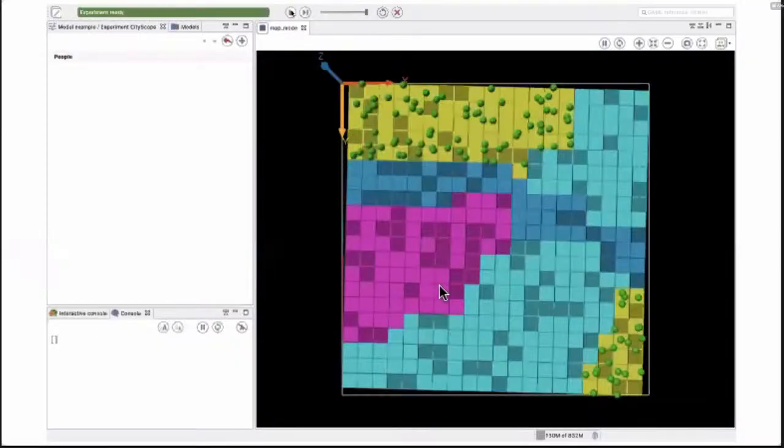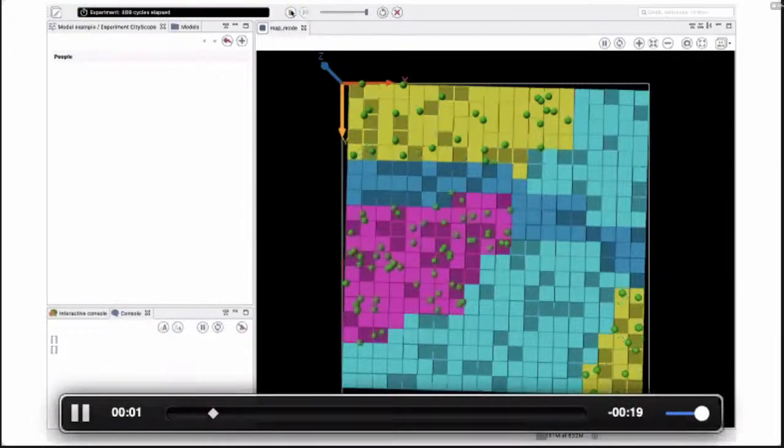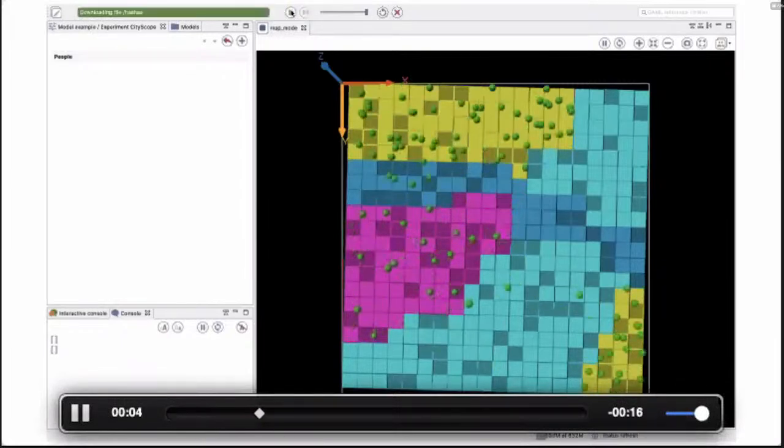So let's look at an example, and I did not dare to do it live. So the simulation is running. You see, people are going from home to work, and now Gamma is on idle mode, waiting for any change to the grid.